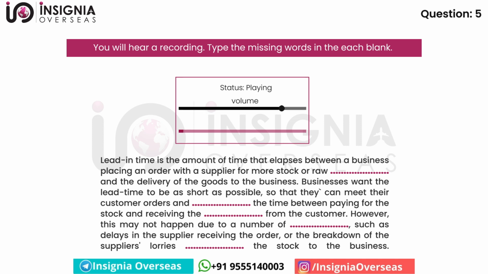Lead-in time is the amount of time that elapses between a business placing an order with a supplier for more stock or raw materials and the delivery of the goods to the business. Businesses want the lead time to be as short as possible, so that they can meet their customer orders and minimize the time between paying for the stock and receiving the feedback from the customer. However, this may not happen due to a number of factors, such as delays in the supplier receiving the order, or the breakdown of the supplier's lorries delivering the stock to the business.